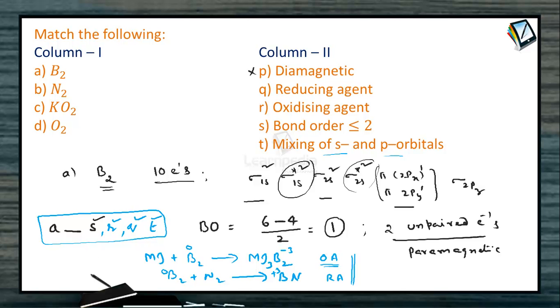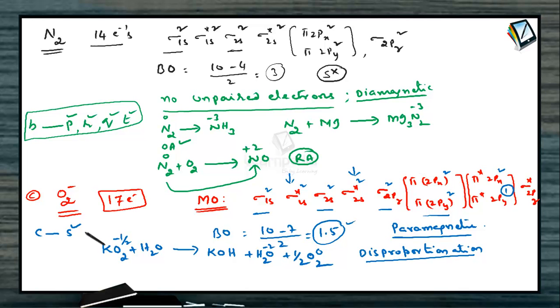And O2 minus is also formed by mixing S and P orbitals, so T. Therefore S, Q, R, T. So all these are the options. So in the same basis, when we take D, that is O2, and this O2 will have 1 electron less, that is 16 electrons only.